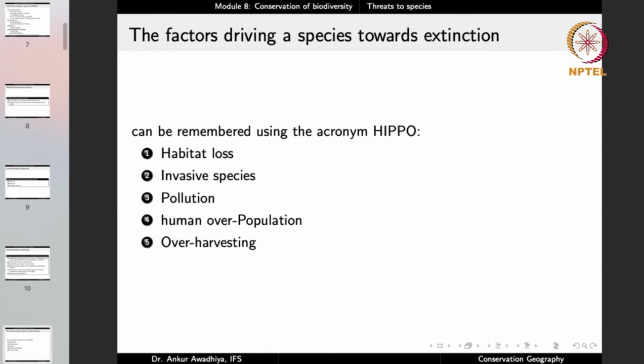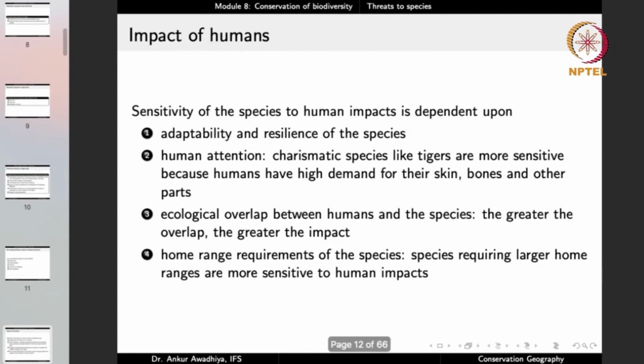And the factors that drive species towards extinction can be remembered using the acronym HIPPO. H is habitat loss, I is invasive species, P is pollution, P is human overpopulation, and O is overharvesting. So human overpopulation is playing a big role in habitat loss, in pollution, in overharvesting, and in a large number of cases also in bringing invasive species to other areas. So of all the factors in HIPPO, human overpopulation is the most important factor these days.